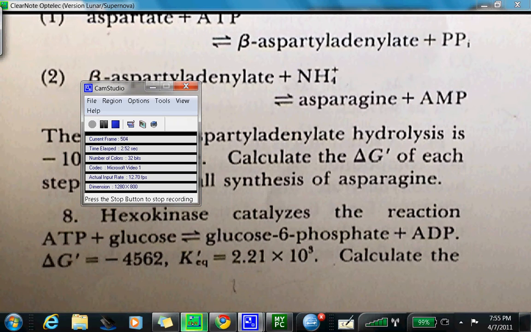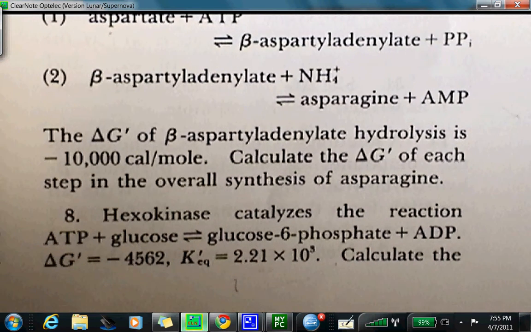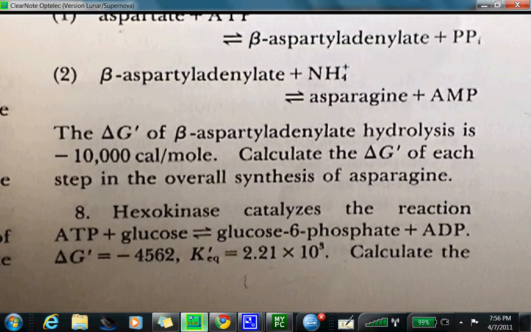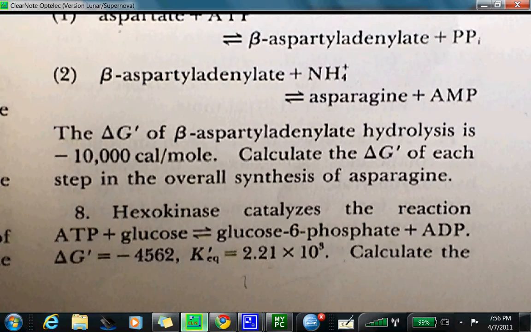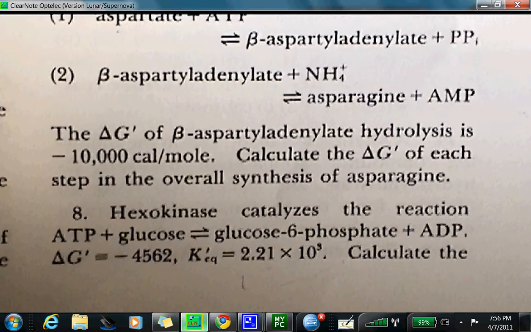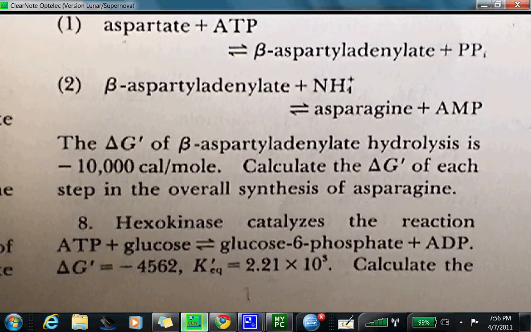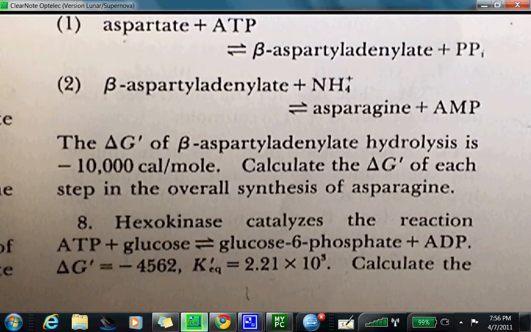Hello, we're going to be working on problem number 8 of the Siegel book on page 205, and it continues on to 206. So this one looks a little bit more complicated than it actually is, and it can be solved without using much calculation at all. So here's the beginning of the problem.